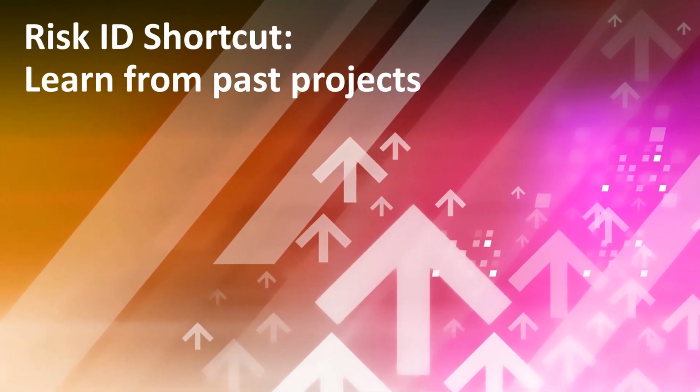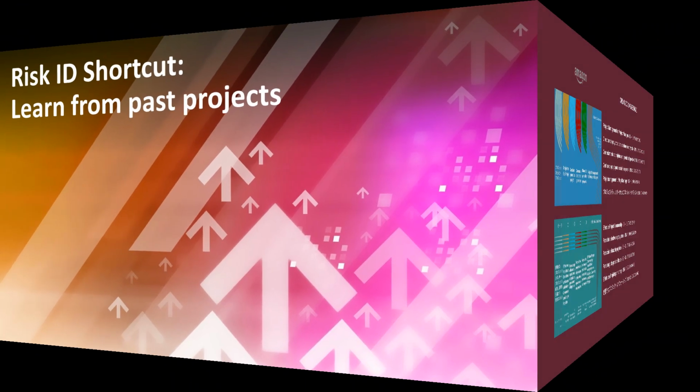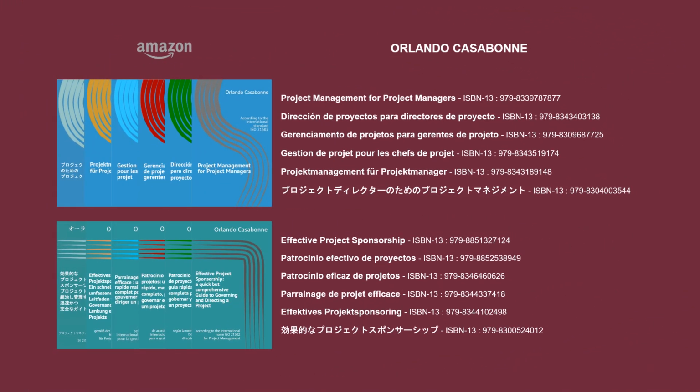All right, so we're back for another deep dive. This time, we're tackling project risk identification, but with a twist. We want to look at how to do it fast, how to get a solid grasp on potential risks quickly. And we're going to use Project Management for Project Managers by Orlando Casabone to help us explore this. Sounds good. Always a fan of finding efficient solutions.